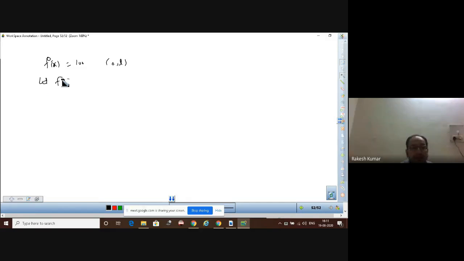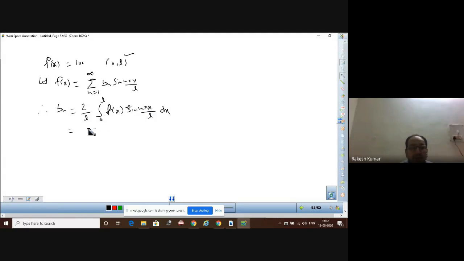You need to find out the half range sine series. Clearly, the interval is 0 to L with the period L. So the formula for the half range sine series will be Bn sine of n pi x over L. This will be the formula for the sine series, and the constant Bn will be 2 upon L integral from 0 to L of f of x into sine of n pi x over L dx.